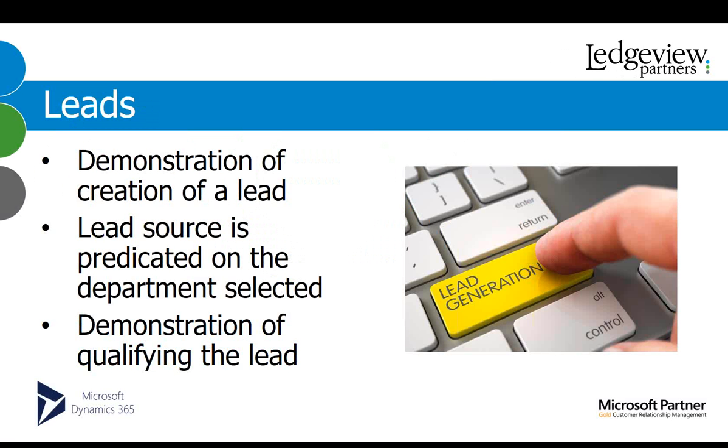Next, we're going to jump into the sales process. And the sales process is really the meat and potatoes of CRM and what you do on a daily basis. It's the lead to opportunity transition, where it also creates an account and a contact. So I'm going to demonstrate how to create a lead, then qualifying the lead, and the account, contact, and opportunity that it creates. One really important thing with leads, lead source is predicated on the department selected, so always set that as quickly as possible.